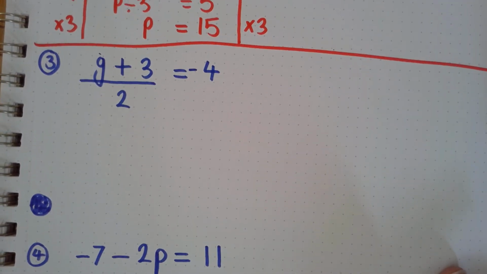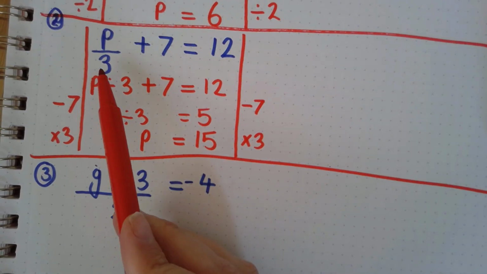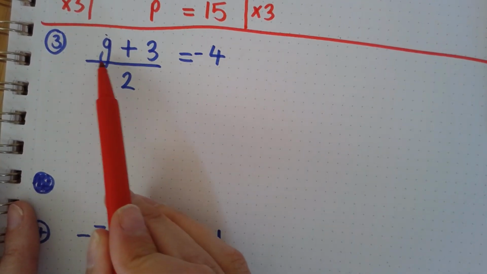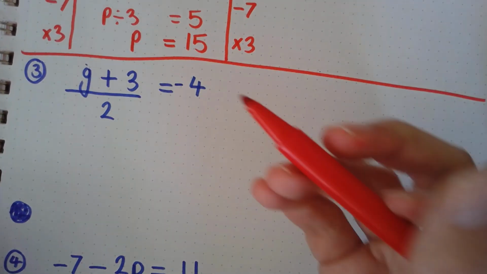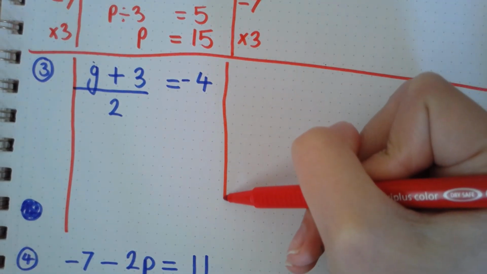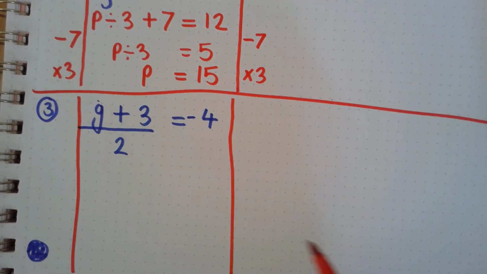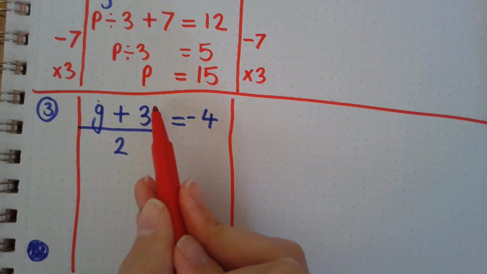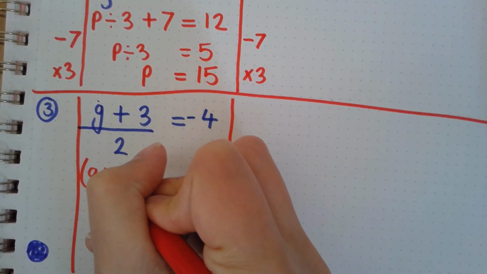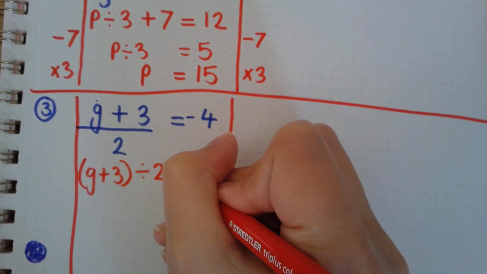The next one is G plus 3 all over 2 this time. So notice here it was only the P divided by 3. Now it's G plus 3 divided by 2. It's the whole thing divided by 2. So we're going to add in our stabilisers. So what does that mean? That means it's not the G divided by 2 that we're doing. It's the whole thing that we're dividing by 2. So we're doing brackets G plus 3, that whole thing, divided by 2, which equals minus 4.